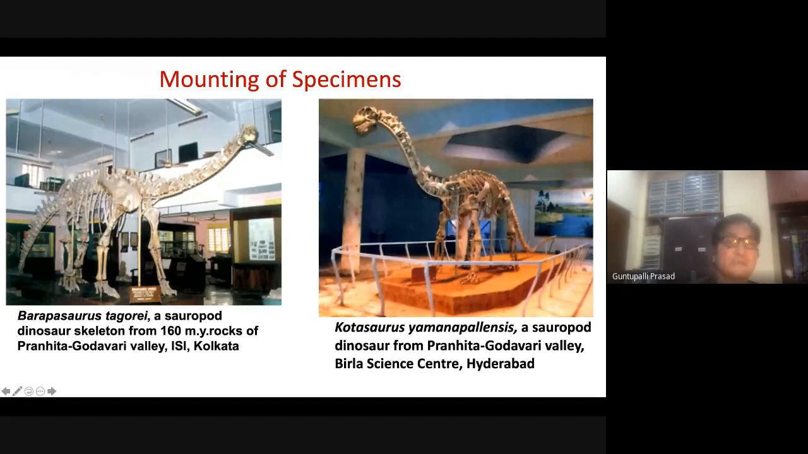This comes from the Pranahita Godavari Valley, and it is now on display in the Indian Statistical Institute Museum. And this one is another Jurassic sauropod dinosaur from the same horizon, from Pranahita Godavari Valley, and it is on display in Birla Science Center in Hyderabad.